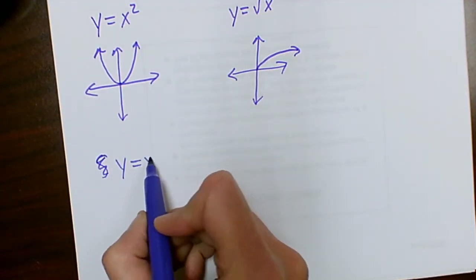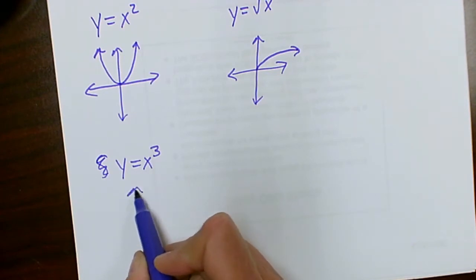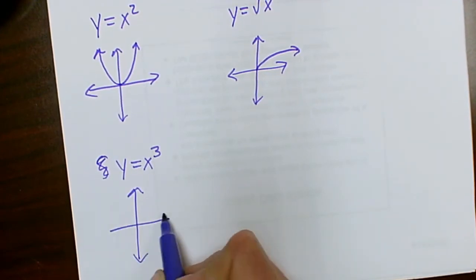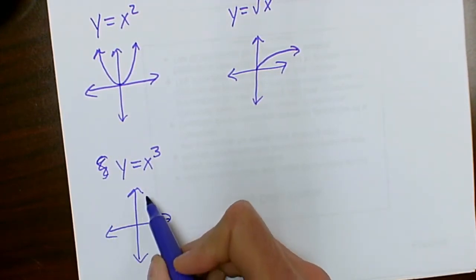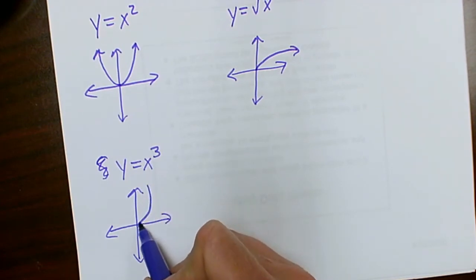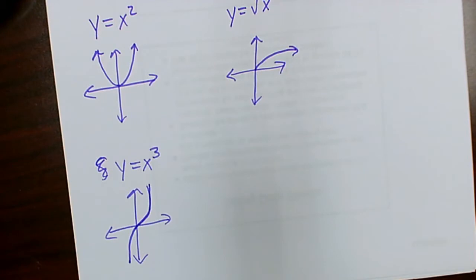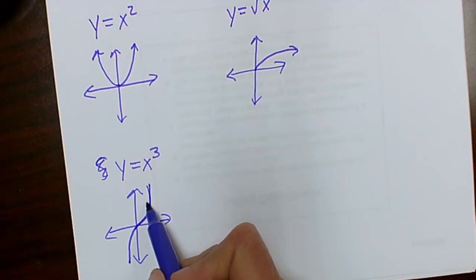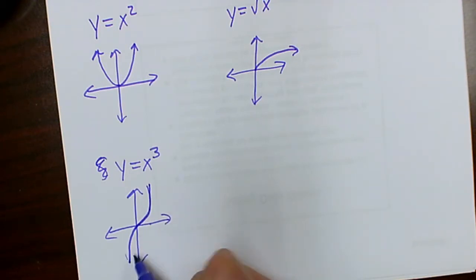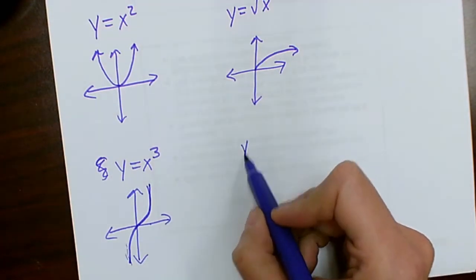Y equals x to the third, which would be like, I don't know, a groovy line. I don't know what you call that, but 1 to the third power is 1, 2 to the third power is 8, so that's why it climbs a bit higher. And then negatives, we go down to the negatives.